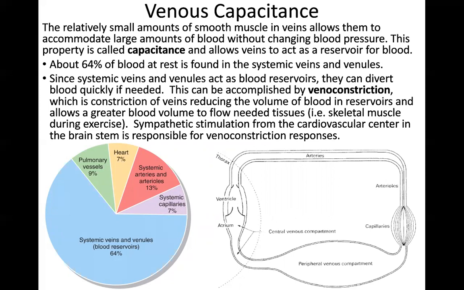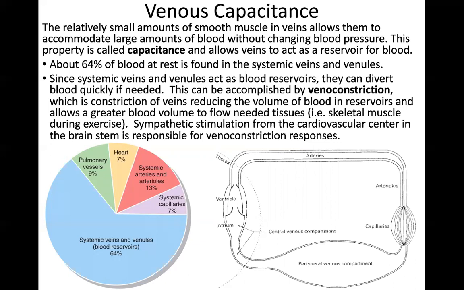We call this property capacitance, or venous capacitance, like it's listed at the top of the page, which enables veins to act as a reservoir of blood. At rest, like you guys are all in right now, about 64% of our blood is found in our systemic veins and venules, which is illustrated with our nice pie chart here at the bottom. But systemic veins and venules can perform that venoconstriction that I talk about, which they can do to help quickly divert blood if we need it.